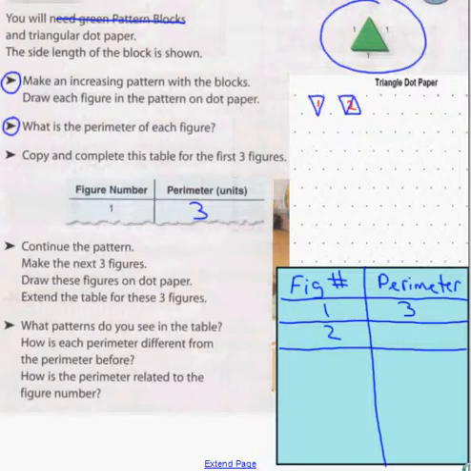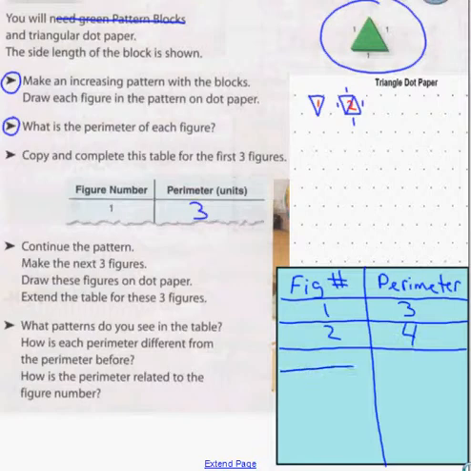Now I got to figure out the distance around the edge of that. And I'm talking the outside edge, not anything inside that figure, just the outside edge. So if I look at that, I can see I've got a distance of 1 here, and this is a distance of 1, and this is a distance of 1, and this is a distance of 1. So that means 4 sides, 4 times 1 is 4. Excuse me for that. 4 times 1 is 4. So my perimeter is 4.